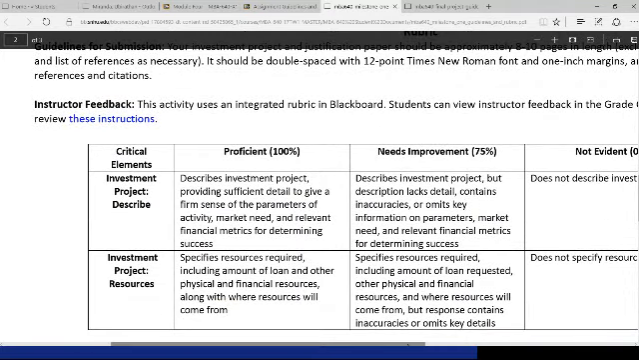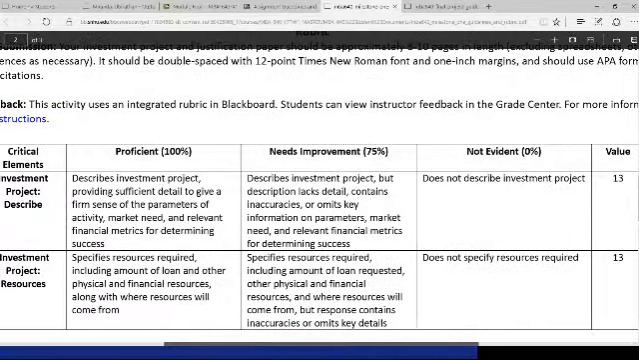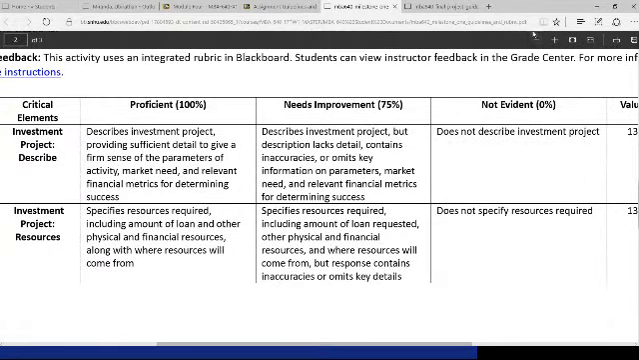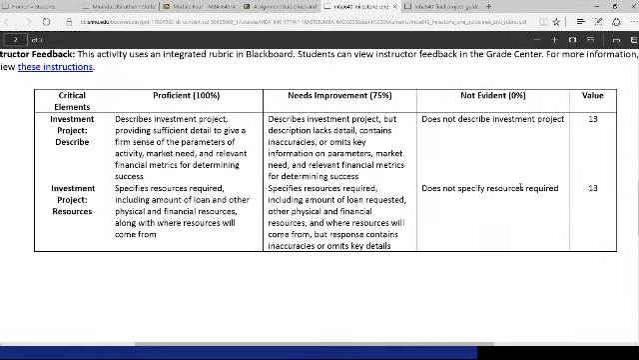I want to bring to your attention really quick how I grade, because there's always some hoorah, sometimes there is some angst, sometimes there's some back and forth. In my previous feedback, I provided exactly how I'm grading, but repetition is a good thing. This is what I'm looking at. For example, on your investment project described: proficient, needs improvement, and not evident. For you to get proficient, the content for the investment project has to meet this criteria.